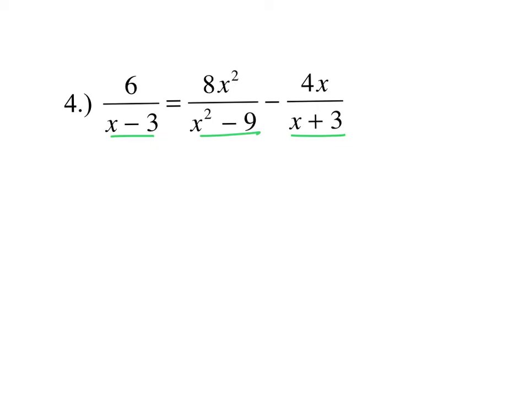So x minus 3 is fine, x plus 3 is fine, but we can factor x squared minus 9 into x plus 3 and x minus 3. So we just rewrote x squared minus 9 as x plus 3 and x minus 3. So it looks to me, looking across here at our three denominators, that we're going to need to include x plus 3 and x minus 3. So again, I'm just going to write that.